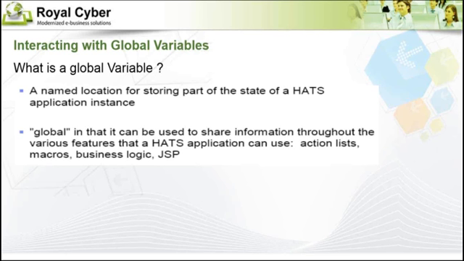A global variable that can be shared between applications is called a shared global variable in HATS. If it is a single application's variable, it should not be a shared global variable. So in fact, it will be global for only one application if it is not a shared global variable.